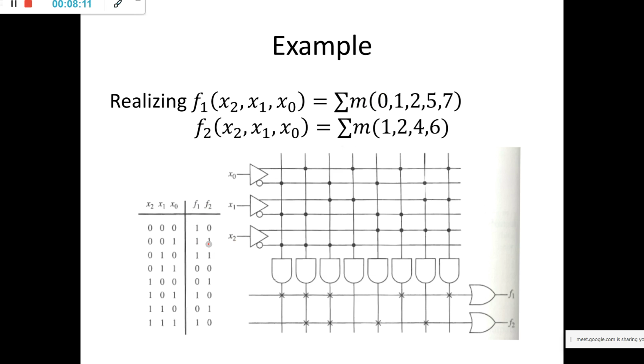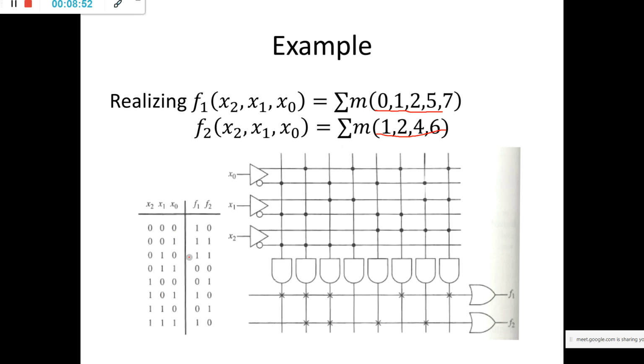F1 is having 0, so it is 1 here. F1 is having 1, so it is 1. F1 is having 2, so it is 1. Next 5, so it is 1 here. 7, so it is 1 here. So wherever F1 is 1: 0, 1, 2, 5, 7. Next F2, where it is 1: 1, 2, 4, 6. So write 1 here. Wherever the function value is 1: 1, 2, 4, 6.